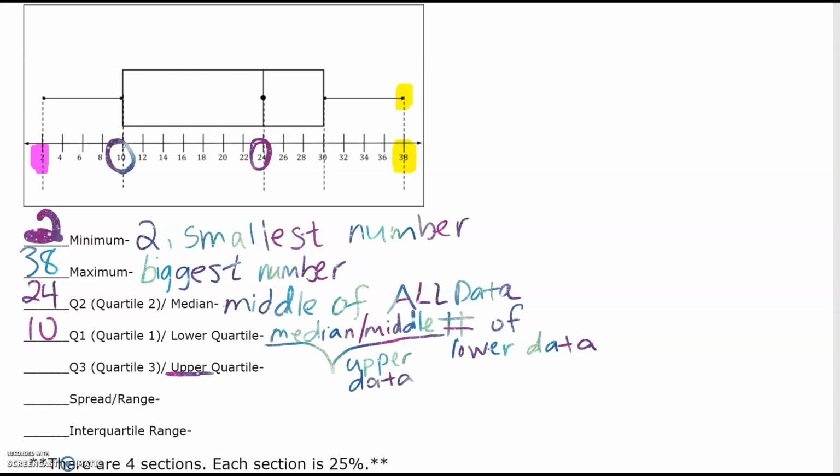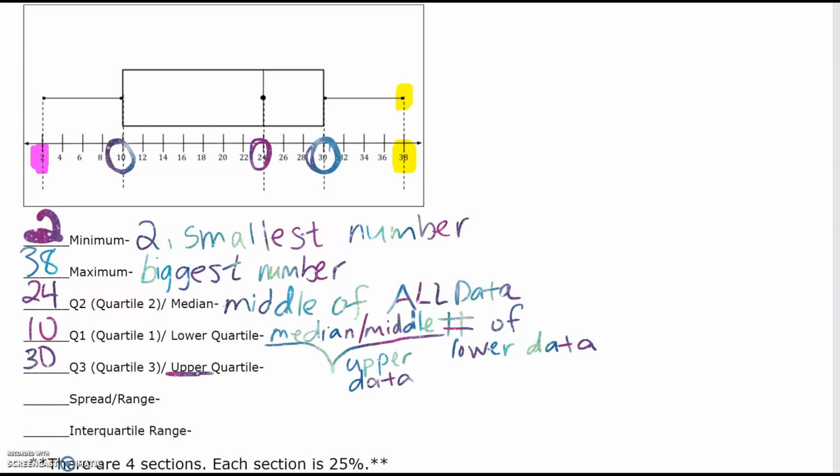So let's talk about spread versus range. Oh, I'm sorry. Let's look at the number for that one. We defined it, but the number that fell in the middle of the upper quartile was 30. So that's going to be our Q3 point. Quartile 3 or upper quartile, right there on 30.